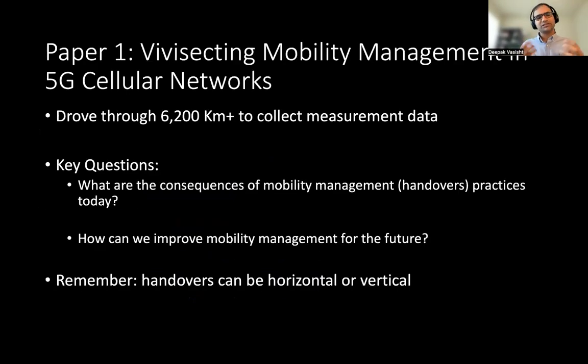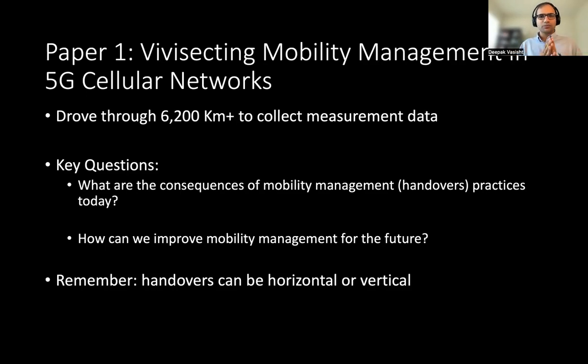So the first three papers in this session are more measurement heavy. They perform measurements from different contexts and different perspectives to give us insights into these networks and present new ways to solve these challenges. The first paper is called Vivisecting Mobility Management in 5G Cellular Networks. It deals with the mobility and handover problem that we talked about.